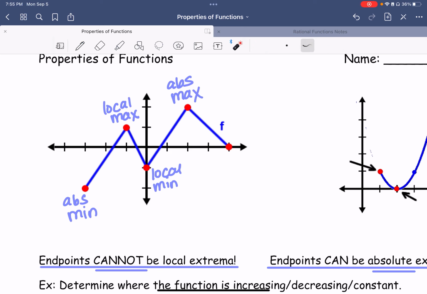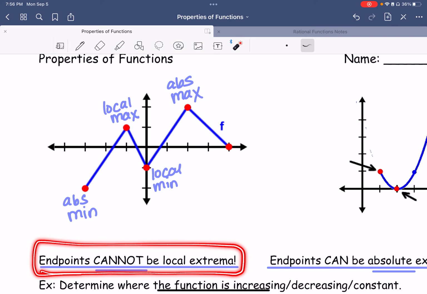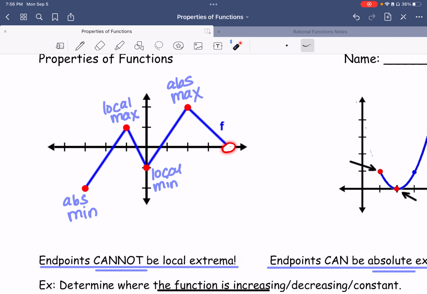Okay, and this one at first glance appears like a local minimum. Okay, but remember that endpoints cannot be local anything. So if it was a local max or a local minimum, but it's at the end, it can't be anything. So this one I'm actually going to say nothing. And I'm going to draw an arrow pointing to the explanation. So when you look back at your notes, you understand why it's nothing.